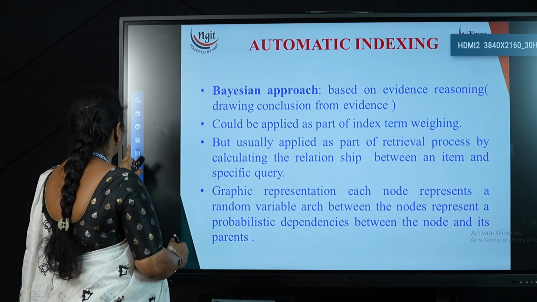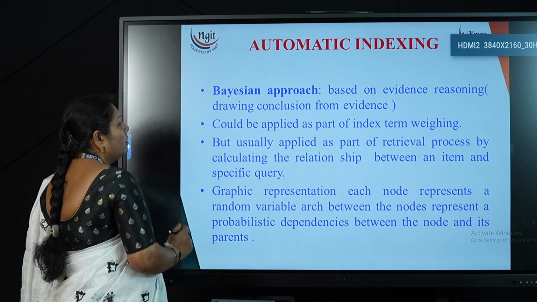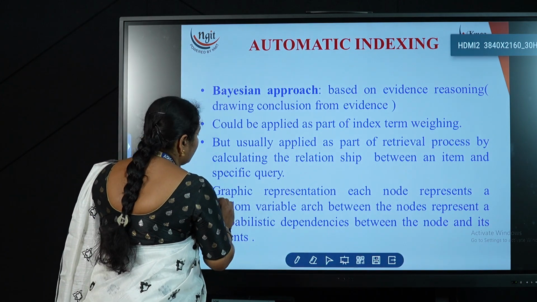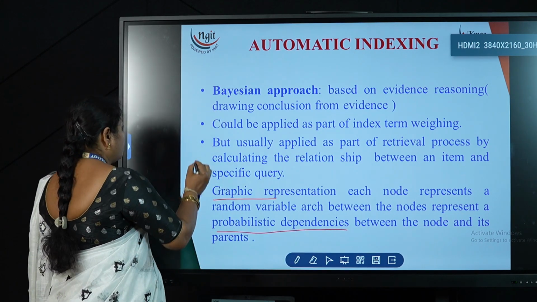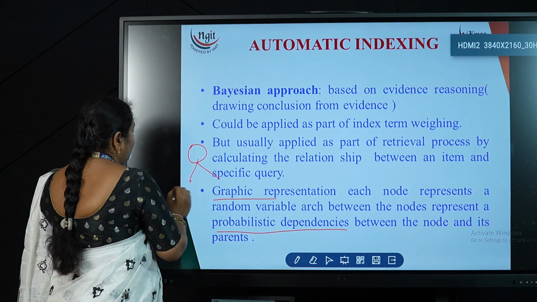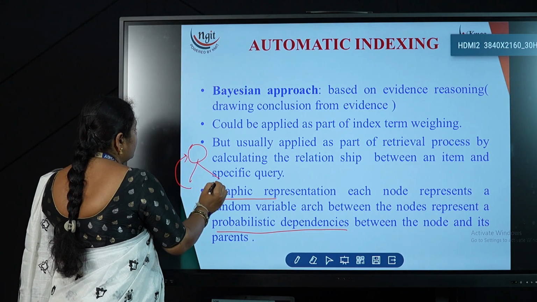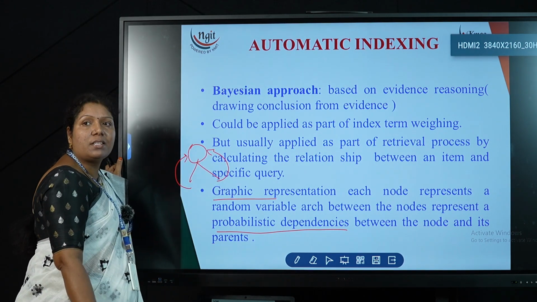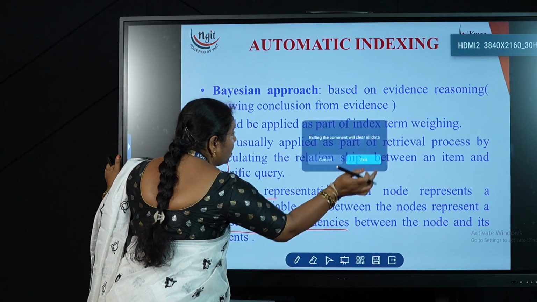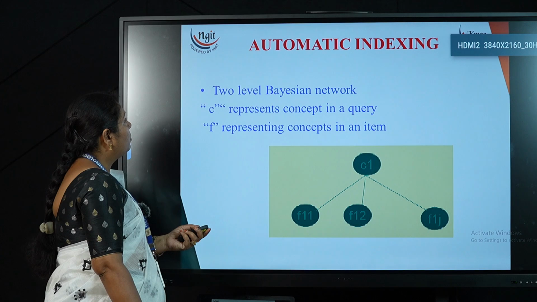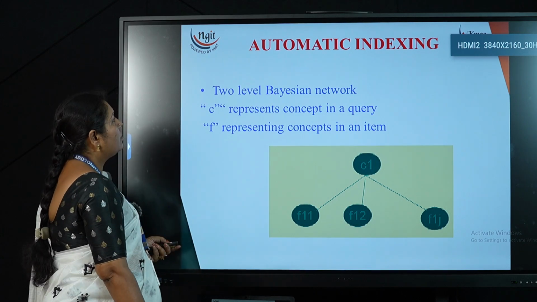So what we are discussing is the graphical representation, and the probabilistic dependencies. If I am taking this one, what is the dependency of this term on this particular C value? So these are the automatic indexing terminologies, and this is a graphical representation.